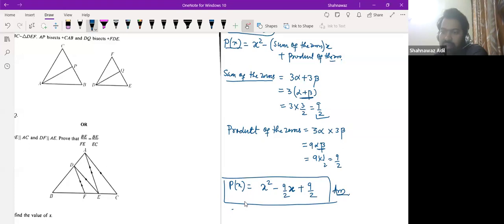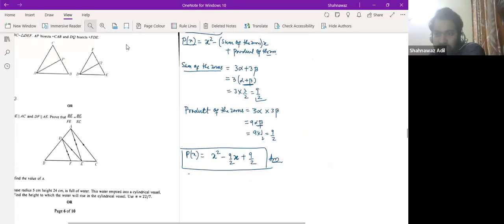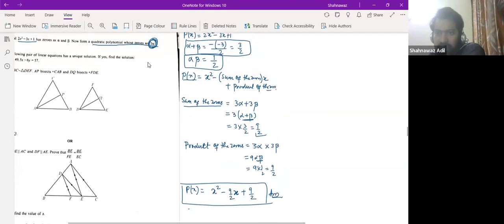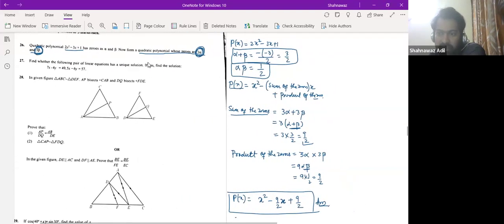So this was the answer. Is it clear to you? Please note it down and then you will tell me the next question. This is the 26th one. The concepts were the same, the ideas were the same, but this question was twisted a little. That is the only difference.